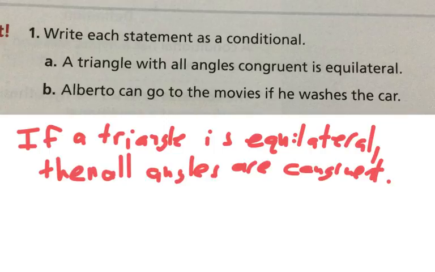Okay. And B part says Alberto can go to the movies if he washes the car. If Alberto washes the car, then he goes to the movies. I agree. If Alberto washes the car, then he can go to the movies. Anybody get something different? That should be the way you write that one. Anytime your statement already has an if in it, you need to treat that as the hypothesis. That makes it kind of easy.